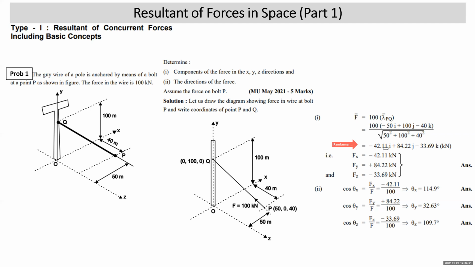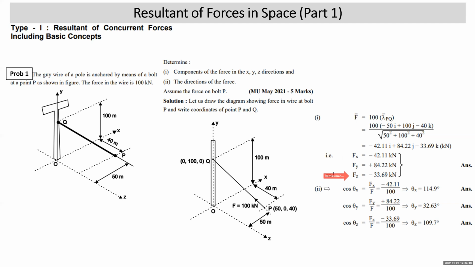So the i, j, k coefficients of this force are the components of the force in X, Y, and Z. The i coefficient is minus 42.11, that is your Fx. 84.22 is the j coefficient, that is your Fy. Minus 33.69 is the k coefficient, that is your Fz.